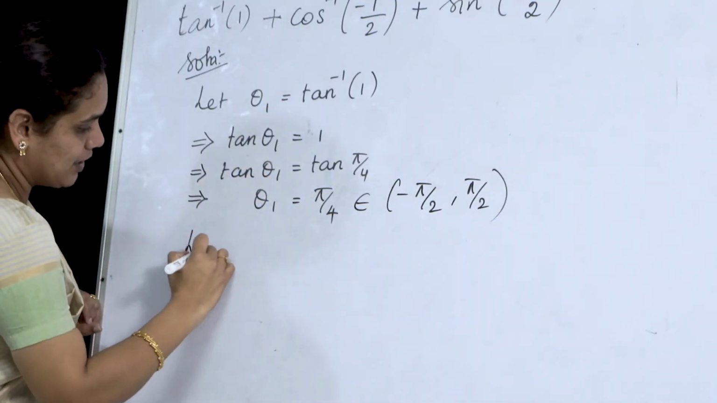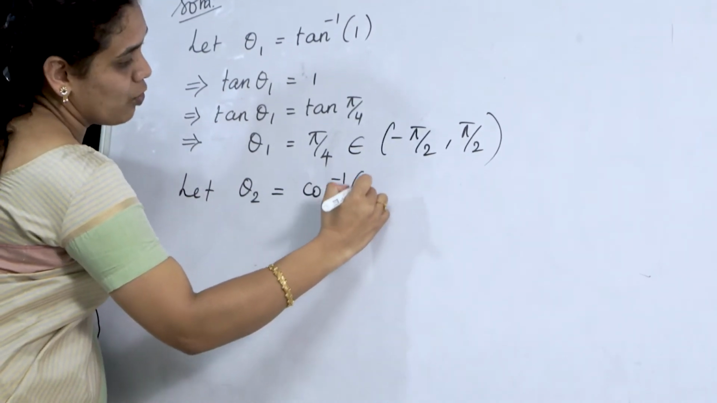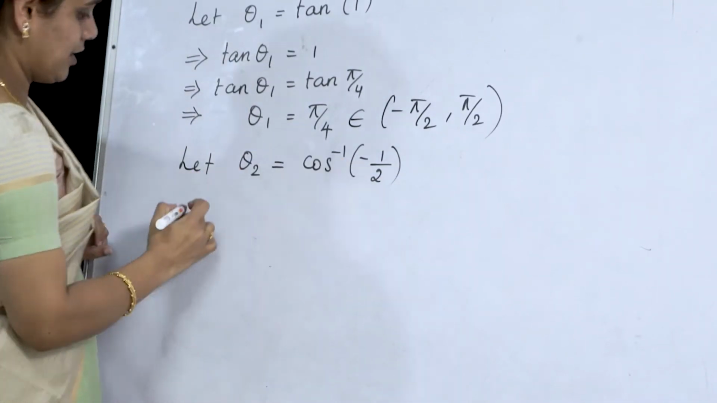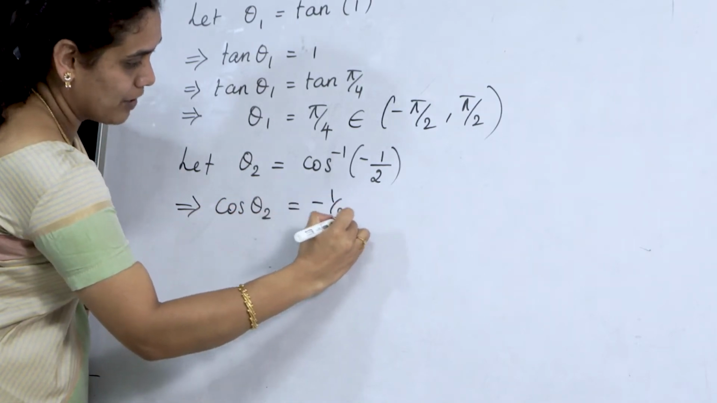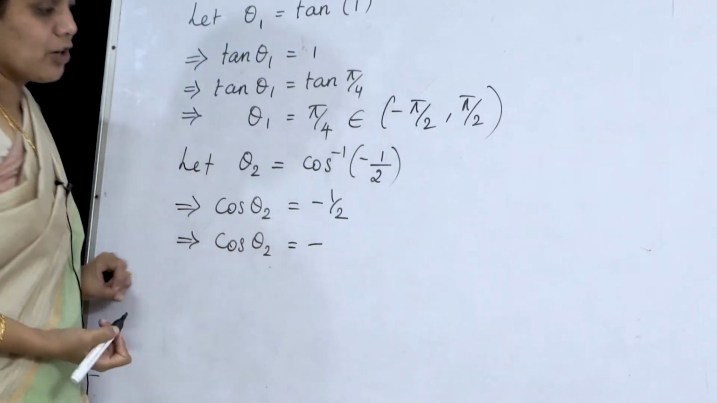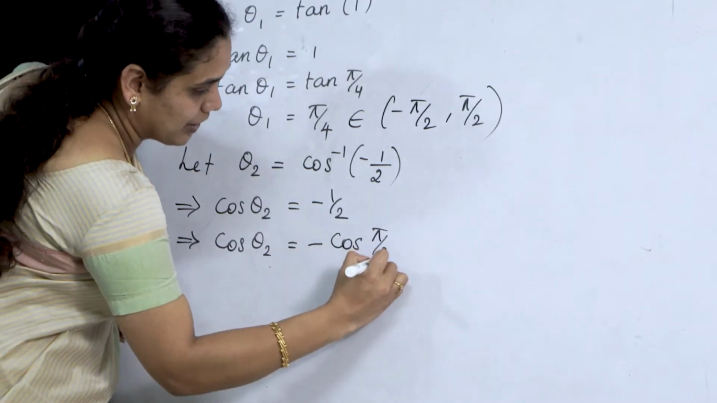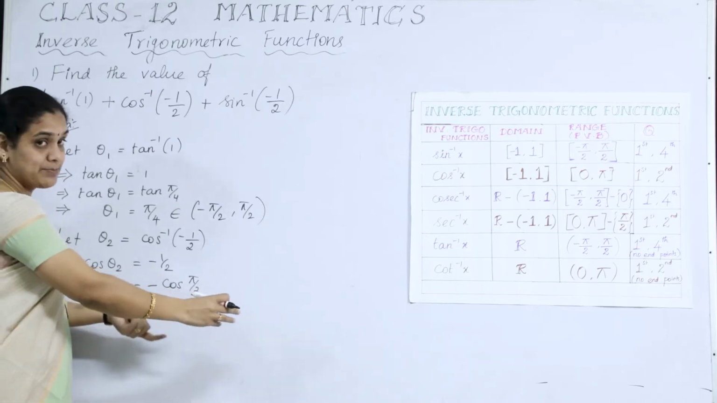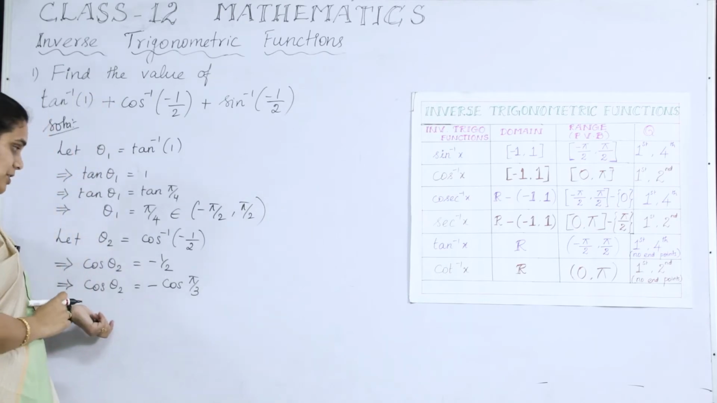And next, let theta 2 be cos inverse of minus 1 by 2. Here we have a minus, so we have to take care of this. So, cos theta 2 is equal to minus 1 by 2. Cos 60 is 1 by 2, therefore in radians cos pi by 3. We cannot take this theta 2 as minus pi by 3 simply, isn't it? So, let us check first of all its principal value branch.